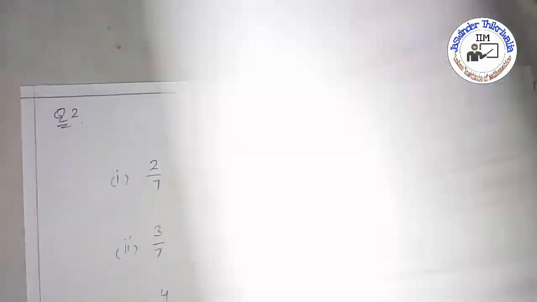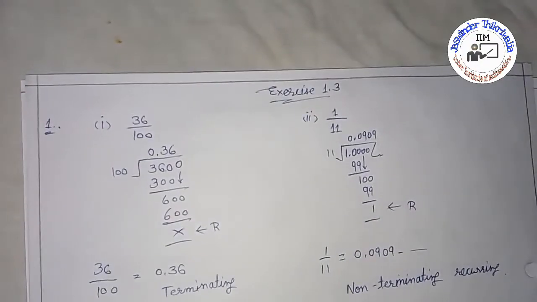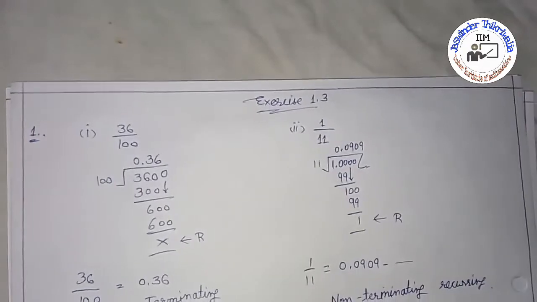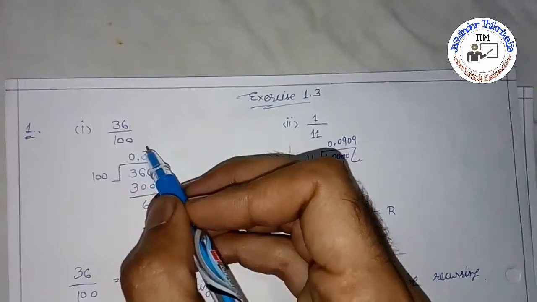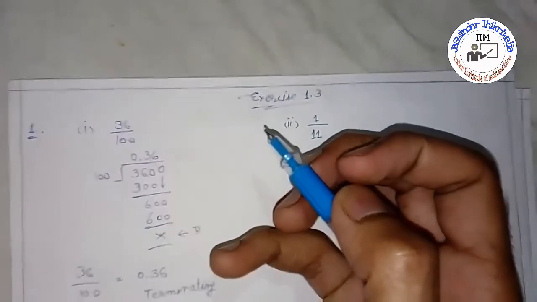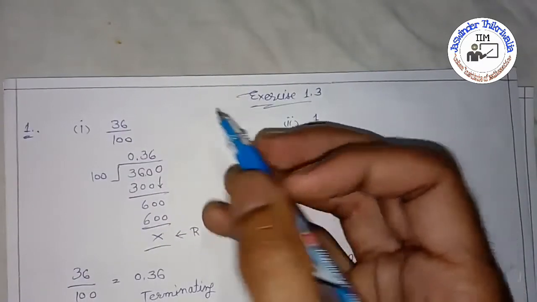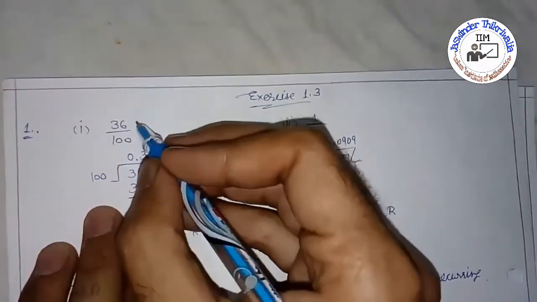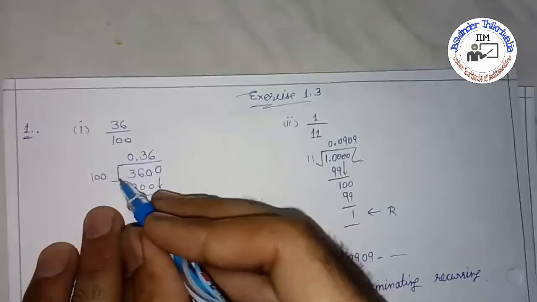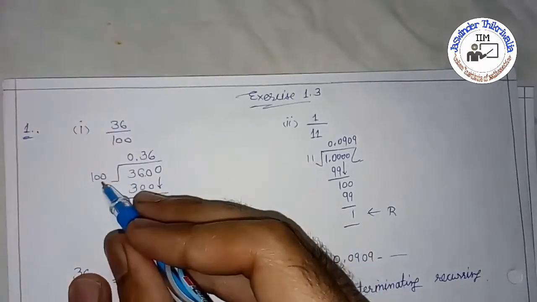So in this first question of your NCERT, what is there in this statement? That you have to find out two given numbers. First of all we will write their decimal expansion, then we will check which type of decimal expansion this is. First of all, take the example of 36 by 100. 36 is our dividend, 100 is the divisor. So divide 36 by 100.